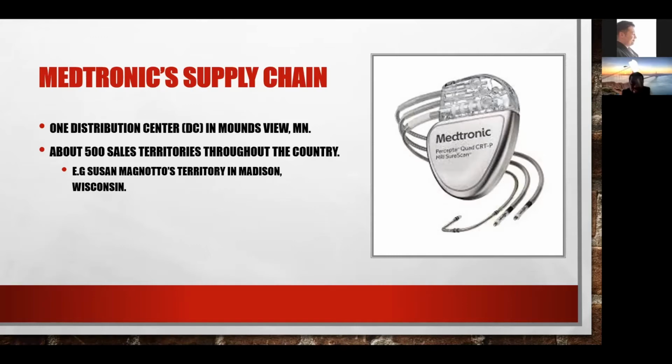Inventory is held at three levels in this supply chain. That is, manufacturing facilities, which do not hold much finished goods, the distribution centers, and the field locations. The majority of finished goods is held in the field by sales representatives.